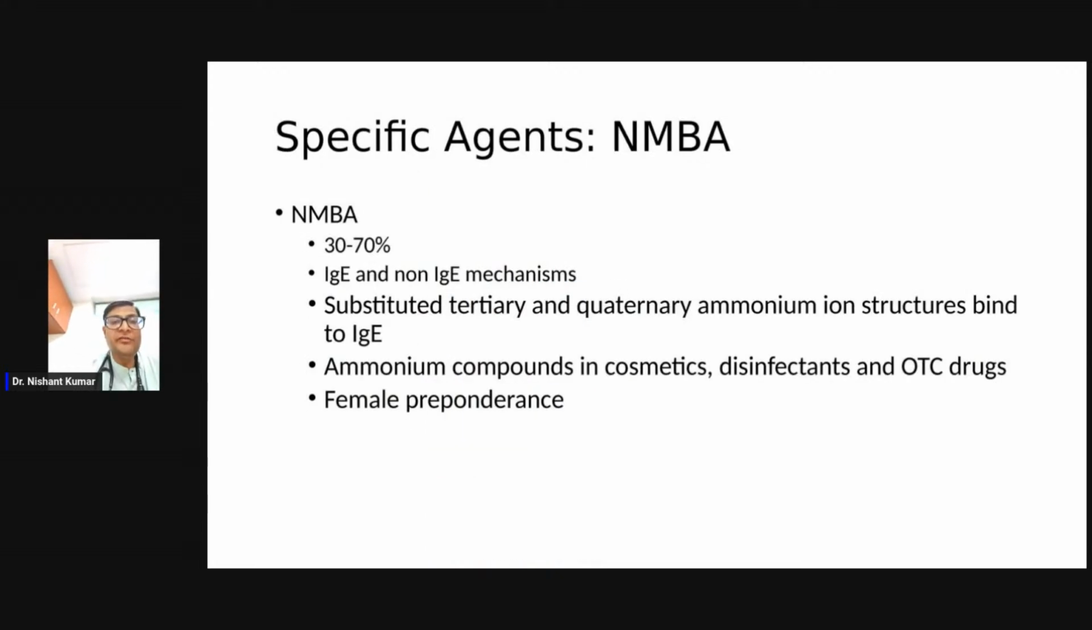So coming to the specific agents, NMBAs, as I said, are the most common, and IgE and non-IgE mechanisms both are implicated. These are substituted tertiary and quaternary ammonium ion structures which bind to IgE, and it is similar to ammonium compounds in cosmetics, disinfectants, and over-the-counter drugs, with a female preponderance. Since cosmetics are more commonly used by females, that is why they are more prone to these NMBA related reactions. Next, please.